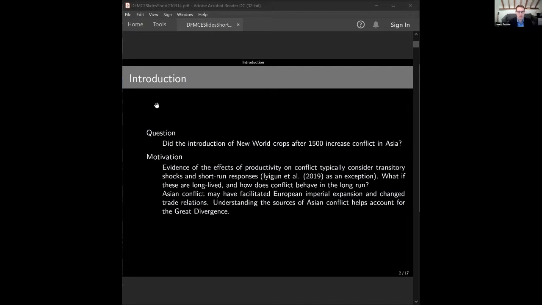A big exception to this being recent work by Nunn and co-authors. And so if we were to consider a different context, one in which productivity shocks are permanent and one in which we observe changes in conflict over the long run, how would things differ? This also has implications for the understanding of economic development. If conflict between Asians made European imperial expansion easier or changed how Asia related with the rest of the world through trade, this could help us explain the Great Divergence and why Europe pulled ahead.